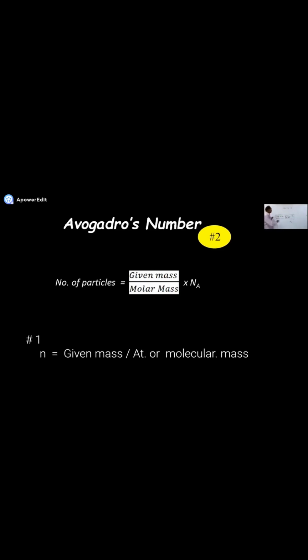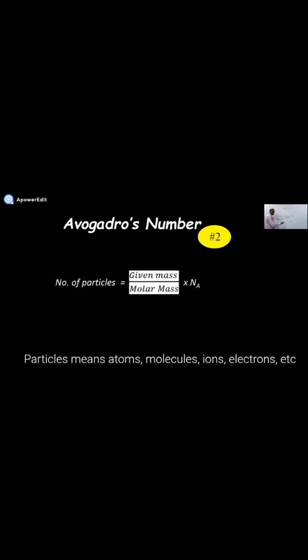And one minute. Number of particles means atoms, molecules, ions, all. Like you say fruits, it's a general term. Which fruit? Apples. Which fruit? Mangoes. Which fruit? Cherries. Similarly, particles is a general term. Now, what type of particles? Could be atoms, could be molecules, could be ions.